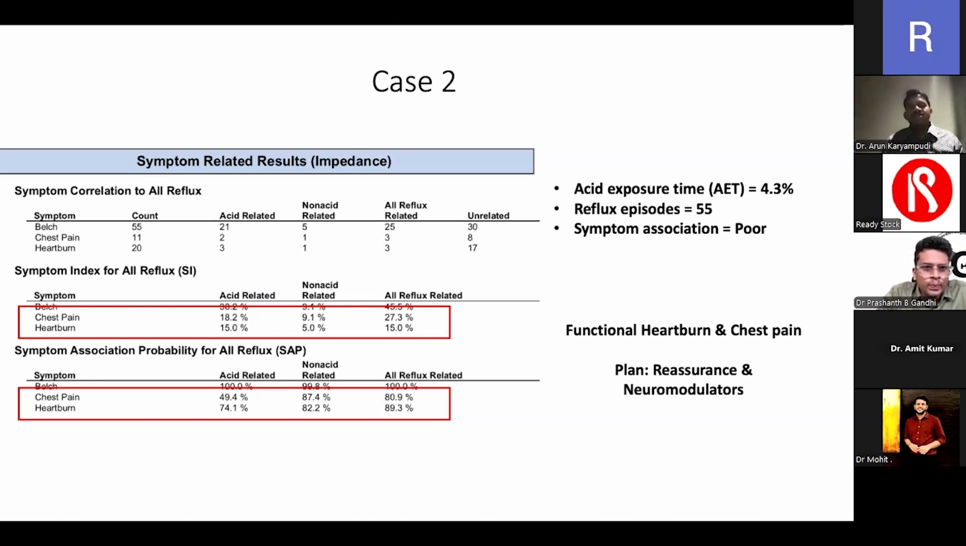So this is how doing a good pH-impedance study will plan your management and counseling, and can diagnose some interesting conditions. You can avoid invasive procedures such as anti-reflux surgeries. And these surgeries should be done only when absolutely indicated, having solid evidence from these kinds of reflux monitoring studies.